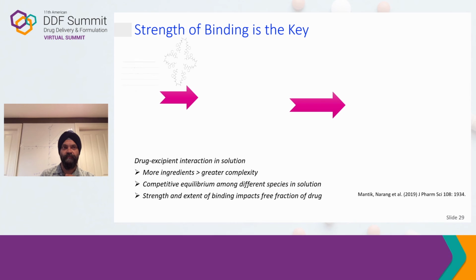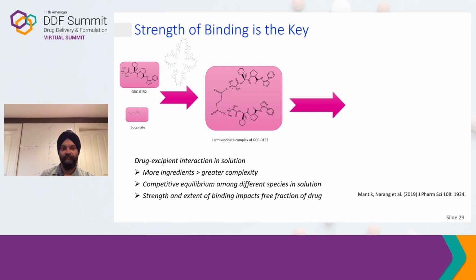So in this case, for example, we have the drug which binds with succinate to make a hemisuccinate complex of the drug. Now, this is not just a hypothesis or a theoretical understanding. This has been verified by NMR. We were able to prepare semi-crystalline forms of the hemisuccinate salt of the drug. So we know that this is real and it happens. And the paper that's cited at the bottom shows much more detail in terms of experimental data that gives us the confidence that this is actually a real phenomenon.